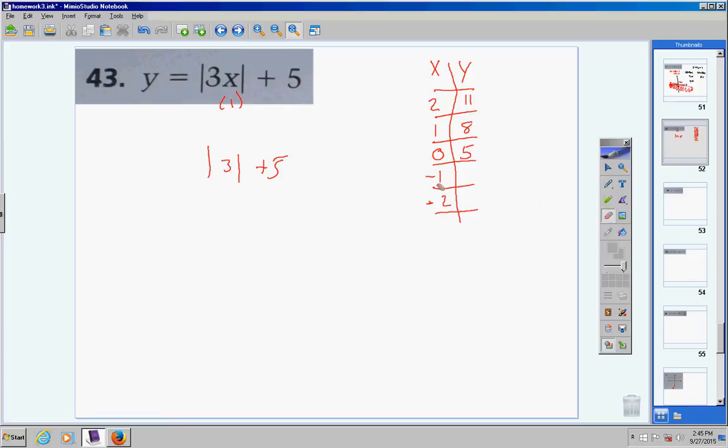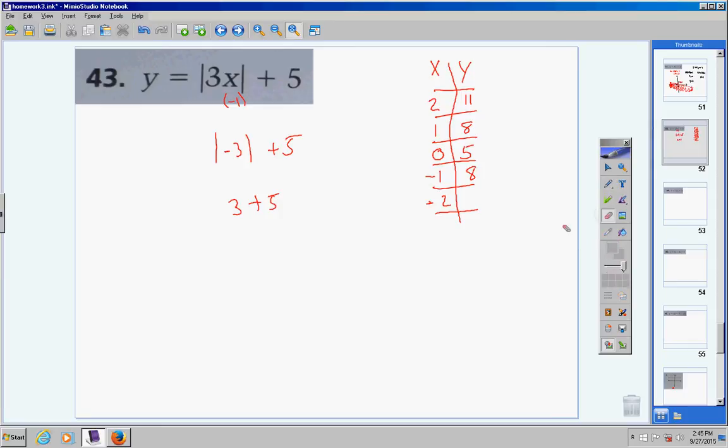Alright, now we're going to put negative 1 in for x. So here we go. 3 times negative 1. 3 times negative 1 is negative 3. So I have the absolute value of negative 3, positive 5. The absolute value of negative 3 is 3. And 3 plus 5 is 8.